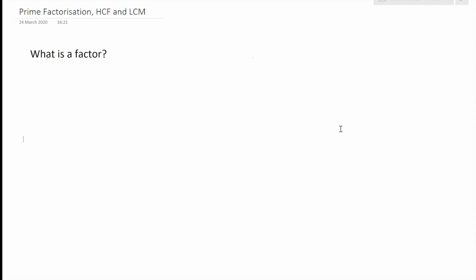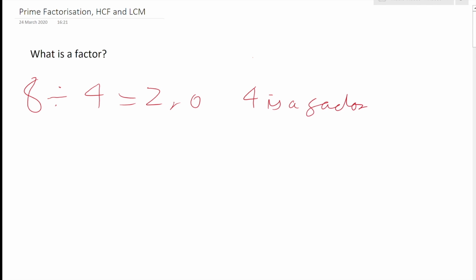What is a factor? Well, a factor of a number is a smaller number that can divide that number to give a whole number result. And if you're still unsure on what that means, let me give you an example. So let's say we wanted to know if 4 was a factor of 8. So we'll write 8, we'll write 4. Now, as I said, if I divide 8 by 4 and get no remainder, 4 is a factor. So let's try that. 8 divided by 4 equals 2 with no remainder. Therefore, 4 is a factor of 8.